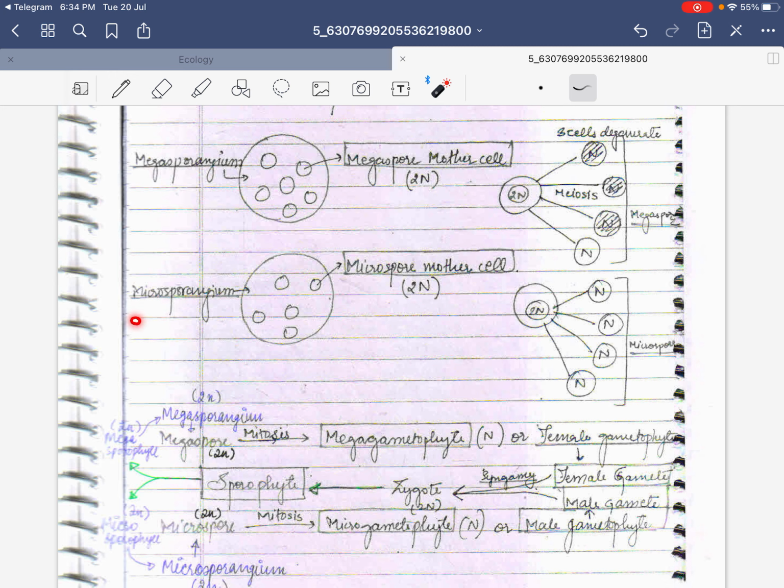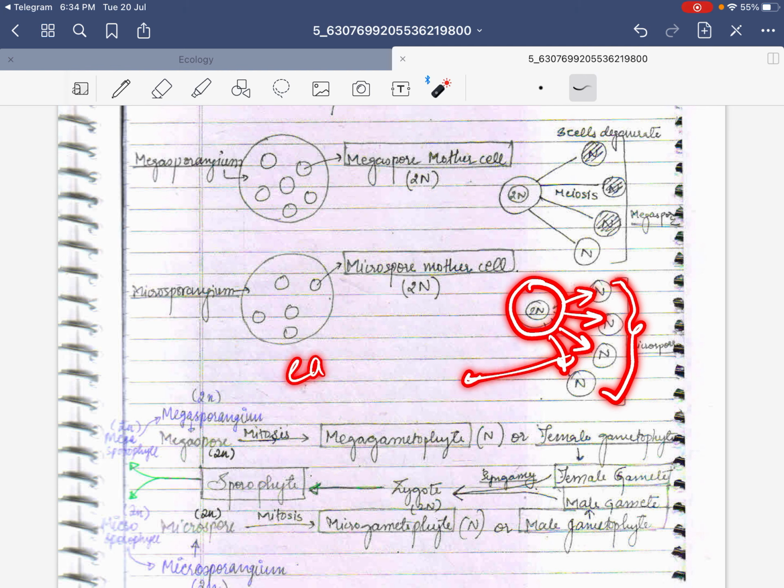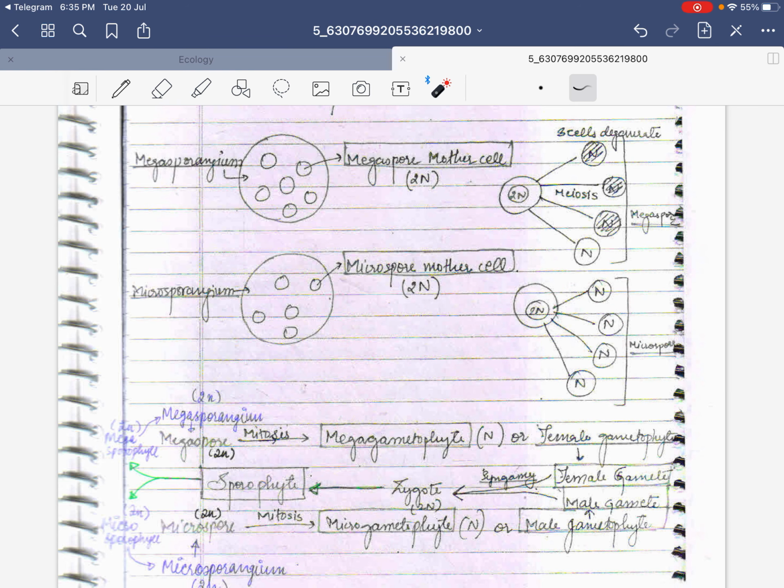The next is microsporangium. We have microspore mother cells in it whose ploidy is 2n. Now, this 2n cell, when it undergoes meiosis, will form 4 microspores and each of them is viable. It means all 4 of them are functional.